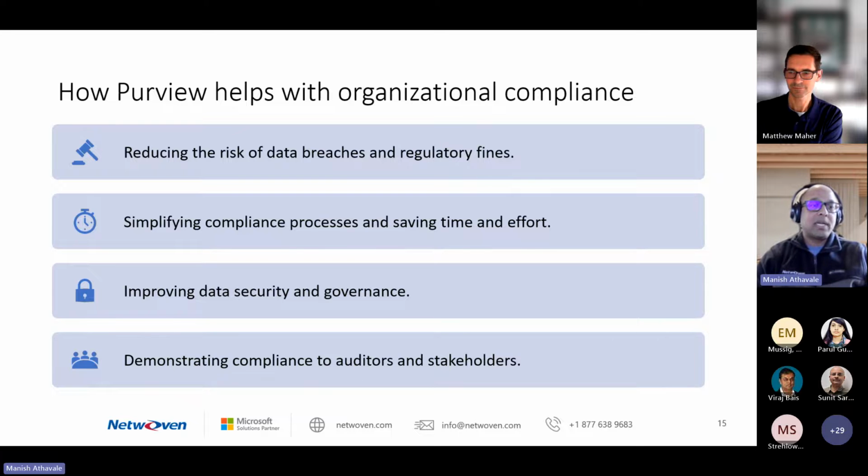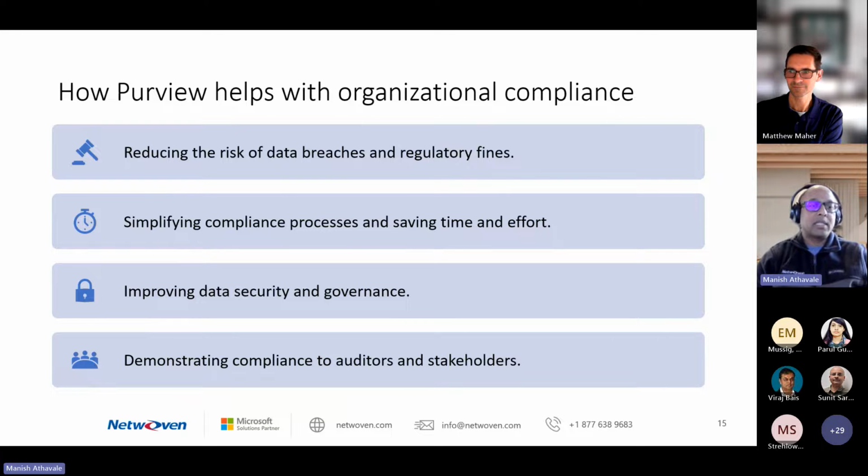The next one is simplifying compliance processes and saving time and effort, right? Microsoft Purview streamlines compliance with automated assessments. So you can run automated assessments of your environment. It also identifies data at risk, and then it also recommends some corrective actions. So you can definitely use some automation within Microsoft Purview to take advantage and ensure that you're being compliant.